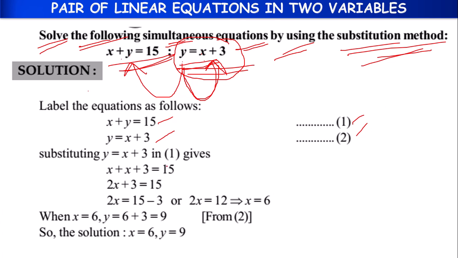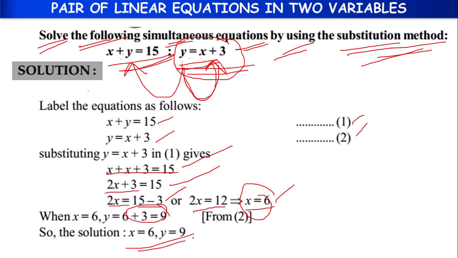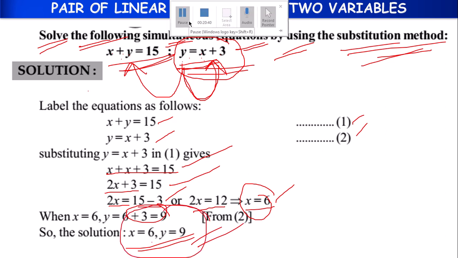So first equation will become x plus x plus 3 equal to 15. 2x plus 3 equal to 15. 2x equal to 15 minus 3. 2x equal to 12. x equal to 6. If you know the value of x, then what is y? 6 plus 3, which is equal to 9. So x value 6, y value 9. These two are the solutions of the given system of equations.